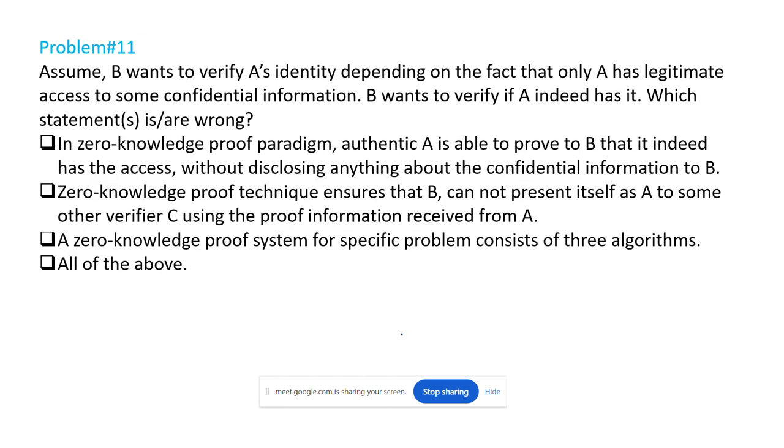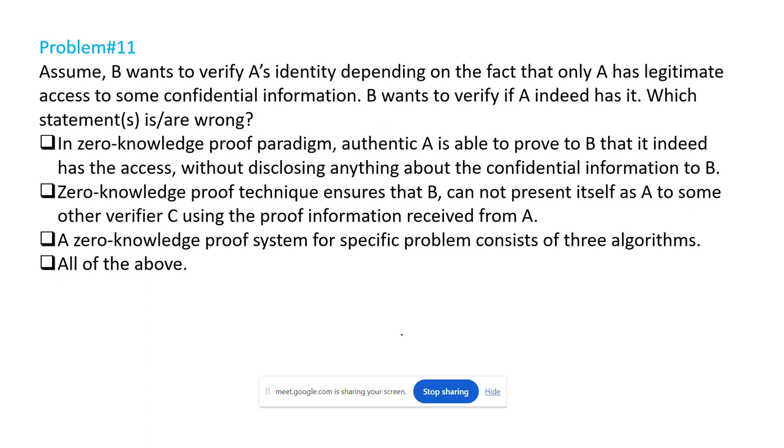Assume B wants to verify A's identity depending on the fact that only A has legitimate access to some confidential information. B wants to verify if A indeed has it. Which statement is or are wrong? In zero knowledge proof paradigm, authentic A is able to prove to B that it indeed has the access without disclosing anything about the confidential information to B. This is true, right?